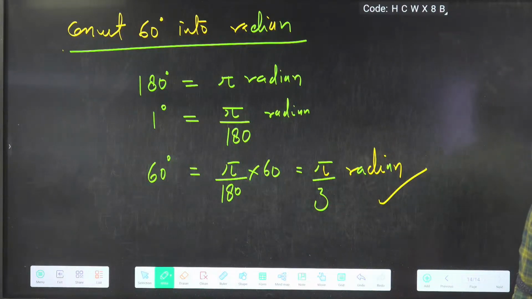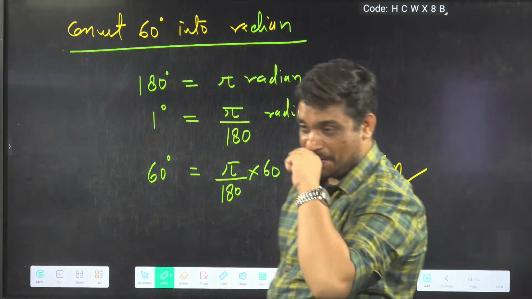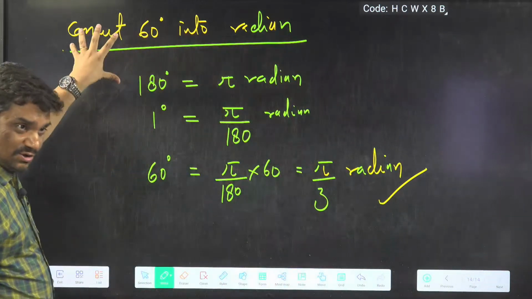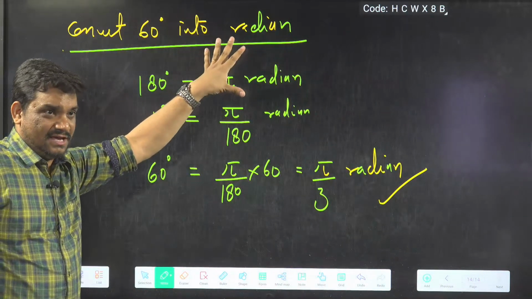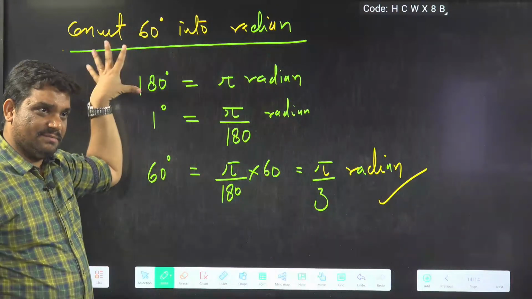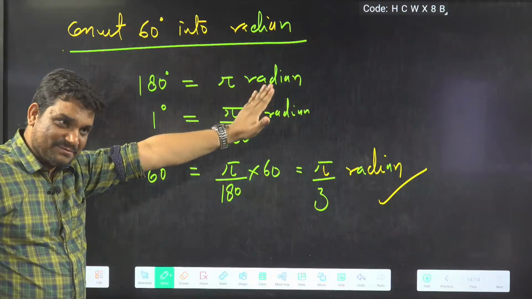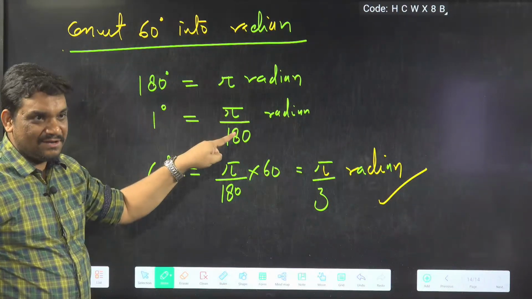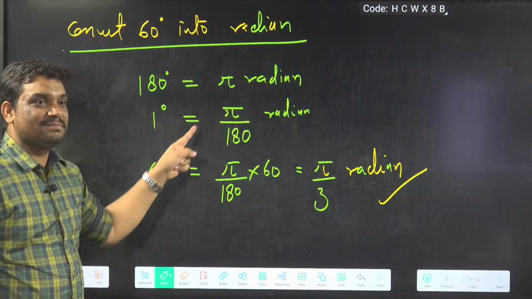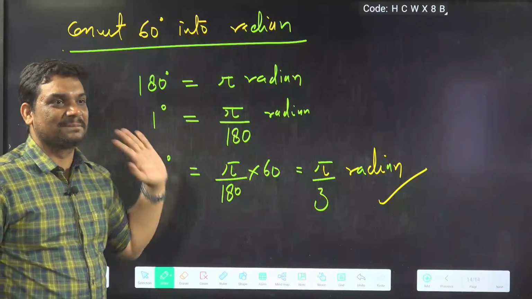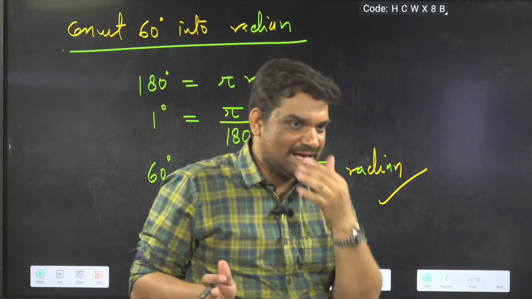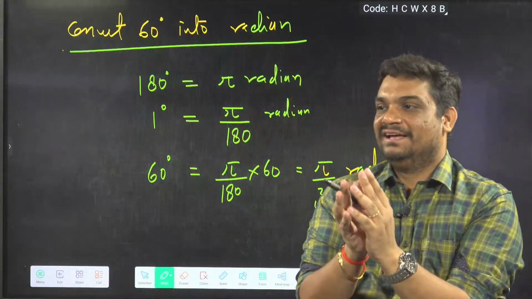So like this we have to do the conversion. One more time I will say: forget the radian, remember it like this: 180 chocolates, pi rupees. 1 chocolate, pi by 180 rupees. So 60 chocolates, pi by 180 into 60. This one you have used. I will tell so many examples.